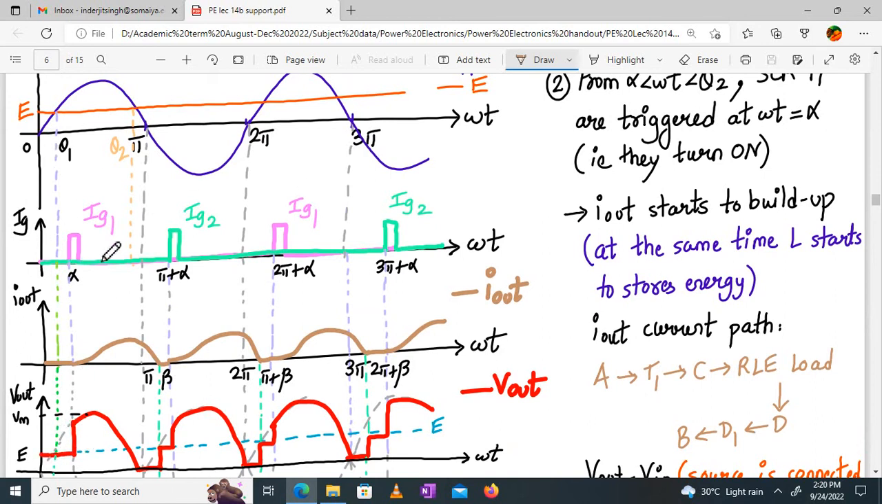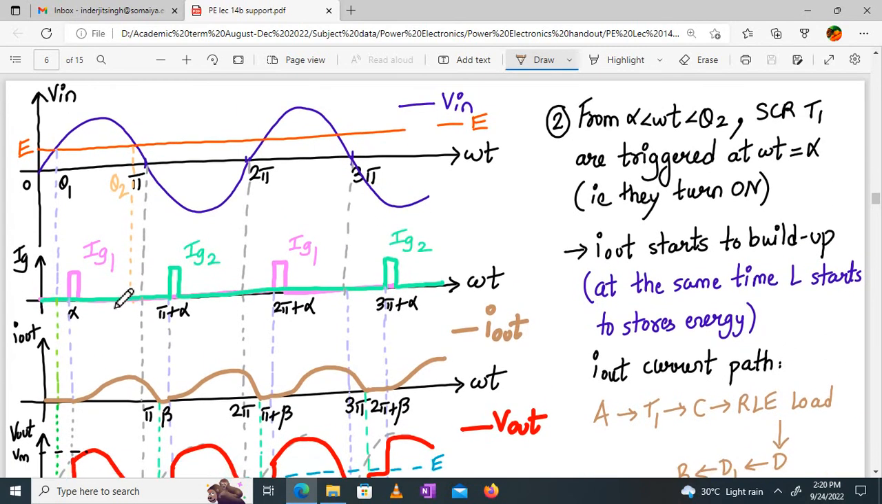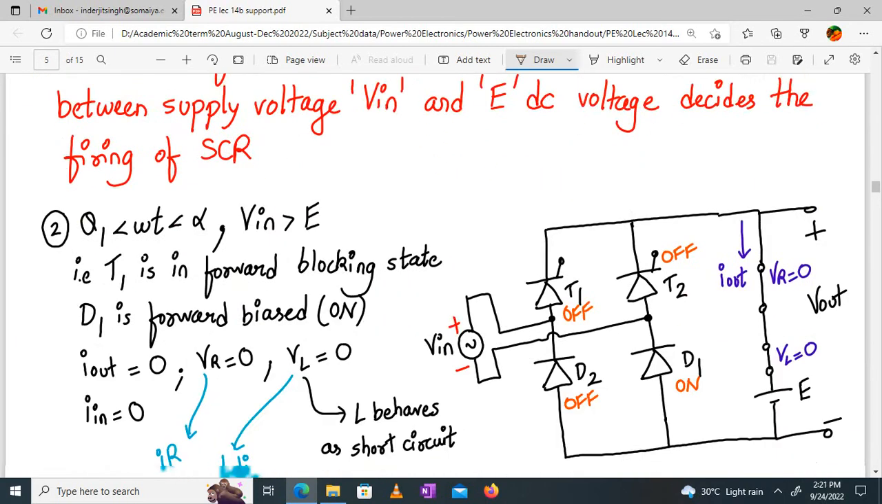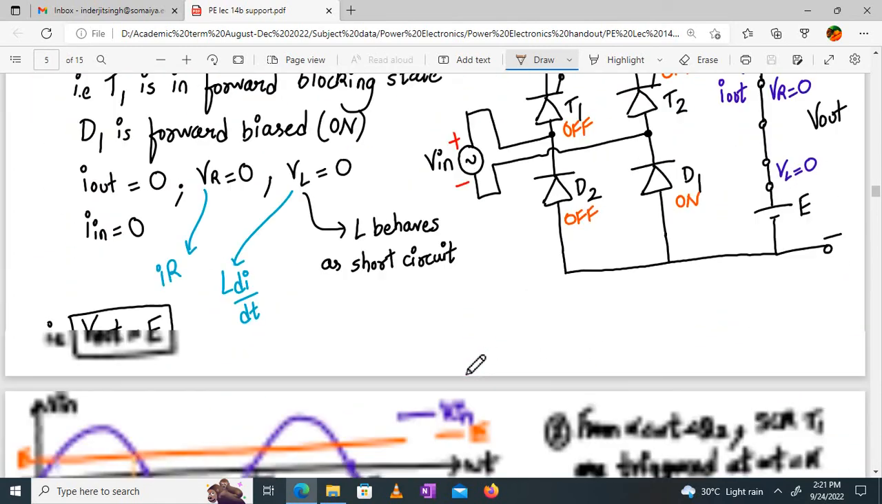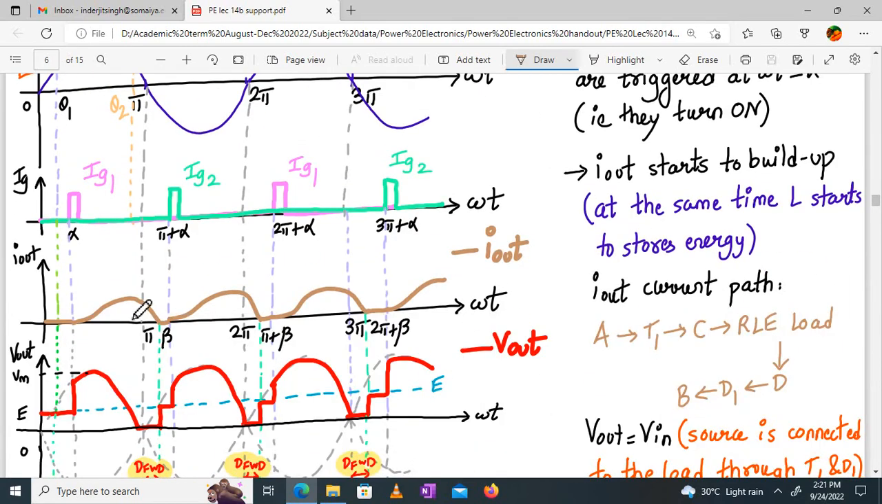Now we apply the gate trigger, alpha arrives, right? So we are discussing the behavior between alpha and theta 2. From alpha to theta 2, your SCR T1 is triggered at omega t equal to alpha. So it turns on, and your I out current will start to build up. At the same time, the inductor will start to store energy. In the positive half cycle, if I out is building up and flowing through R, L, and E, the current flowing through the inductor will store that energy in the form of magnetic field. So the I out keeps building up till theta 2.